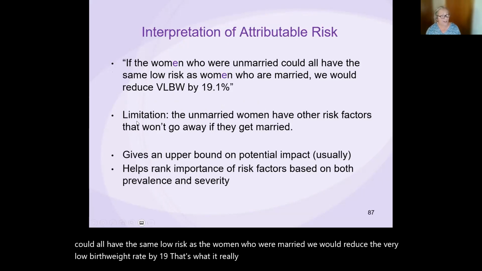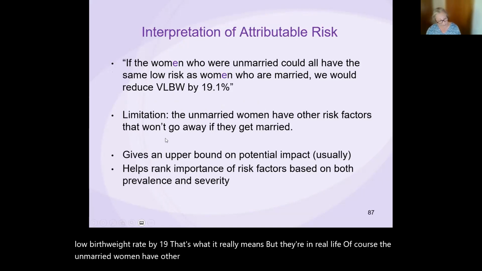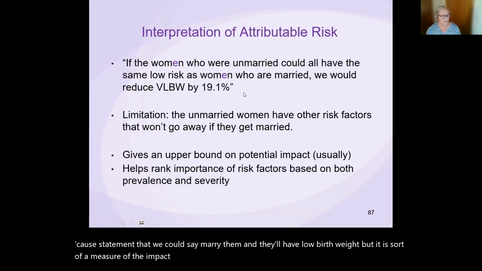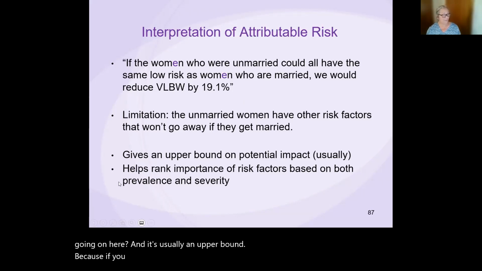But in real life, of course, the unmarried women have other risk factors that won't go away if they get married. So this is not a cause statement, where we could say, marry them and they'll have low birth weight. But it is sort of a measure of the impact of marital status, so 20% is a big chunk. What's going on here? And it's usually an upper bound, because if you adjust it, it might decrease it.